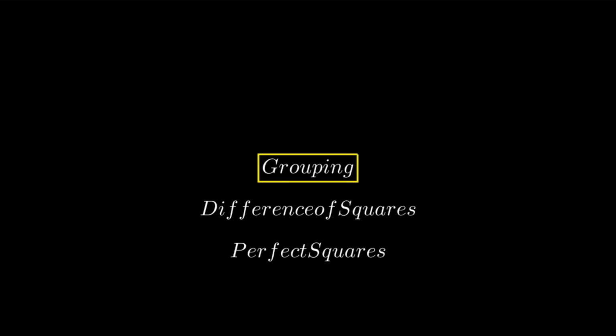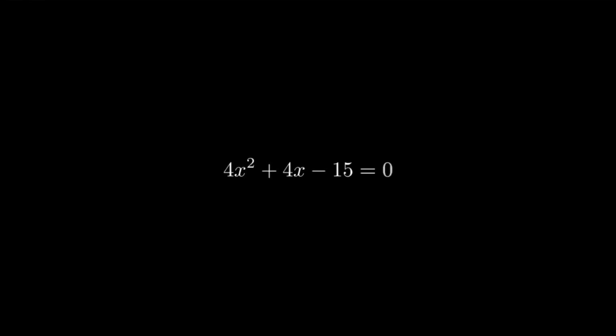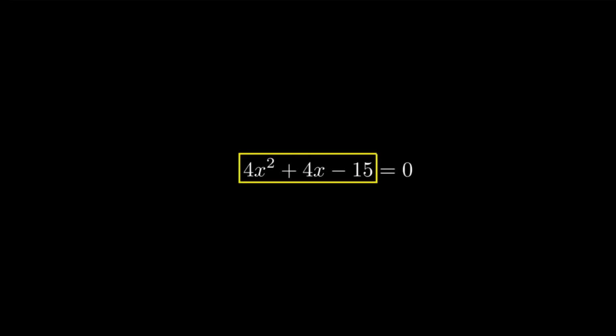Now, out of all of these 3, grouping is probably the most common one. It's used when the leading coefficient is greater than 1. So our leading coefficient here is 2, so we would use grouping. Actually, I would like to divert from this equation to a different equation because this equation isn't the best example for grouping. Next equation is 4x squared plus 4x minus 15. So, on to the factoring.